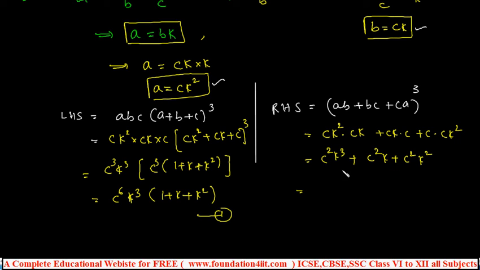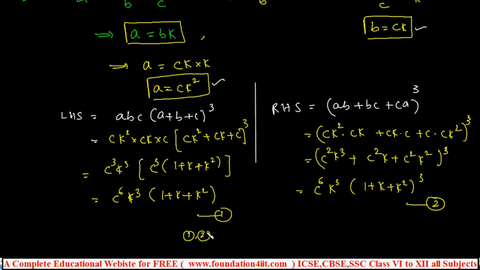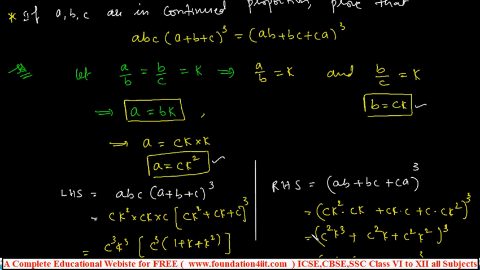Just we can take again C to the power 6, for this overall cube, whole cube is there again. So if we take C square common, again whole cube, so that is C power 6. And if you take K common, then K cube. The remaining is the same, 1 plus K square, whole cube. So individually we can take. That is the second one. So first and second we got the same, then we can confirm. Hence proved, because from 1 and 2, LHS is equal to RHS. So this is the concept you'll apply to solve using the K method.